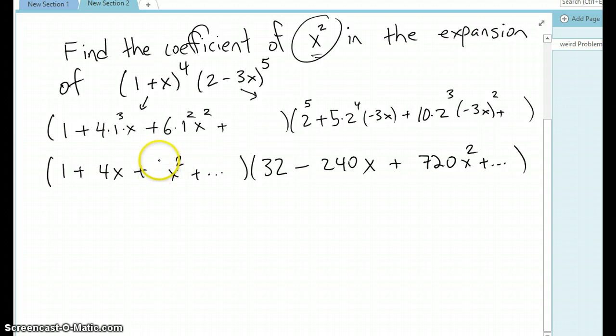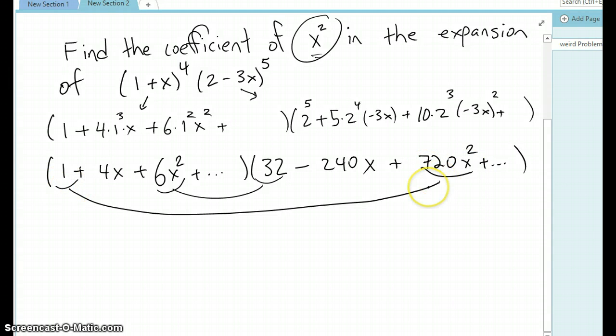Okay, so what are the pieces I do need? The first piece I'm going to need is this 6x squared times 32. That's definitely going to produce an x squared. So is the 720 times the 1. So those two things are definitely going to produce x squareds. And there's a third thing, which is the 4x and the minus 240x. That will also get a term involving x squared.